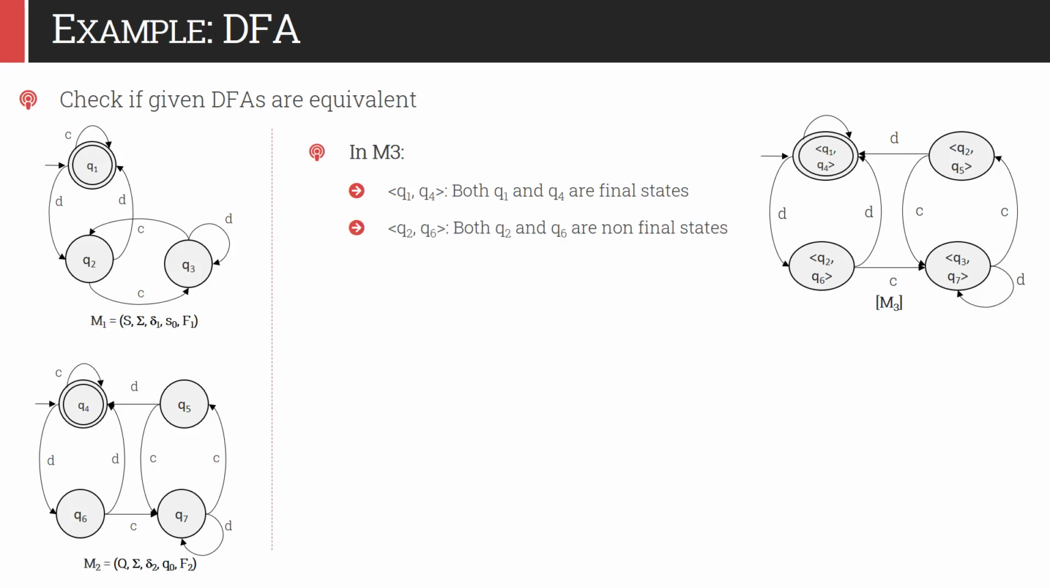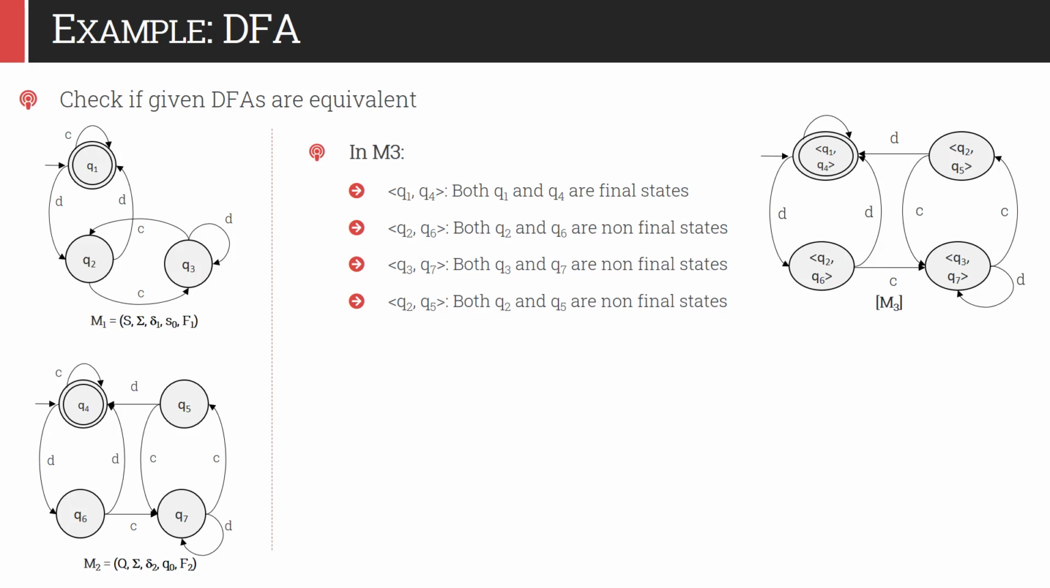If we look at the next state, that is Q2, Q6, so Q2 is non-final in M1, Q6 is non-final in M2, so both are non-final states. Next is Q3, Q7, so Q3 is non-final in M1, Q7 is non-final in M2, so both states are non-final states. And for Q2, Q5 also, Q2 is non-final in M1, Q5 is non-final in M2, so both states are non-final states.